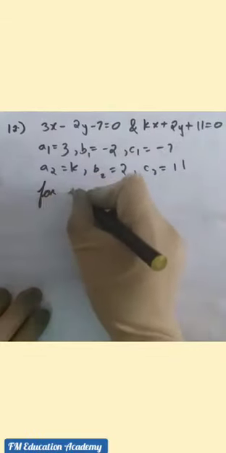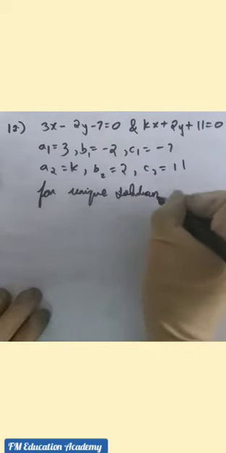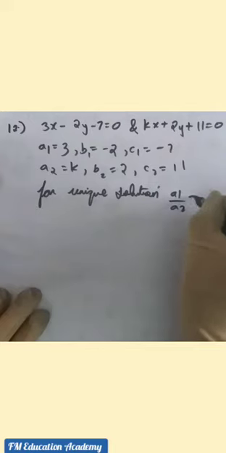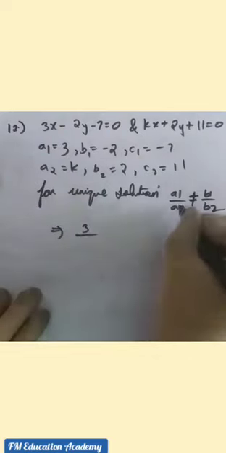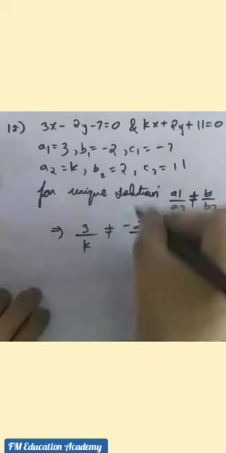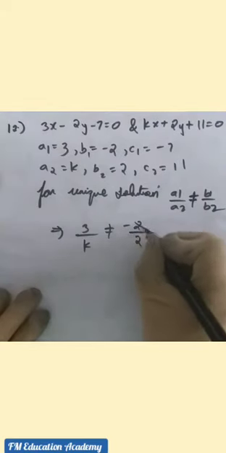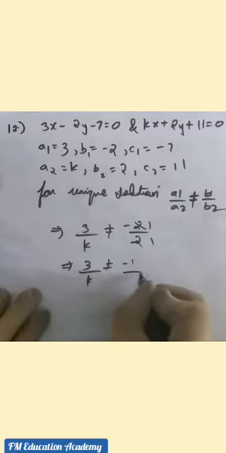Now the question says it has a unique solution. So we know that for a unique solution, a1 by a2 is not equal to b1 by b2. In this formula you have to substitute. a1 is 3, a2 is k, b1 is minus 2, b2 is 2. 2 ones are 2, 2 ones are 2. So we have 3 by k is not equal to minus 1 by 1.